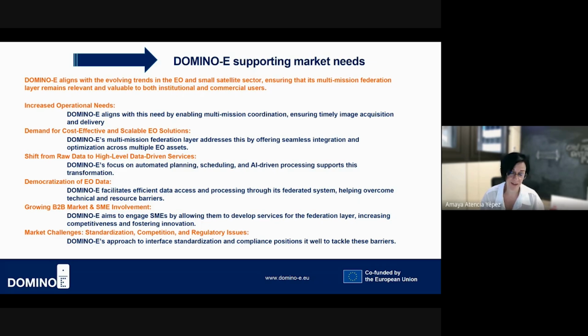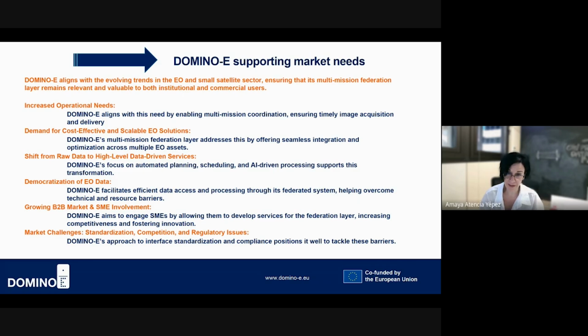But very close to this multi-mission coordination is the need to have solutions that are cost effective and scalable, because the number of Earth observation missions is expected to keep increasing. So providing this federated multi-mission in a cost-effective way is a very important aspect in order to guarantee successful access to all these EO assets.